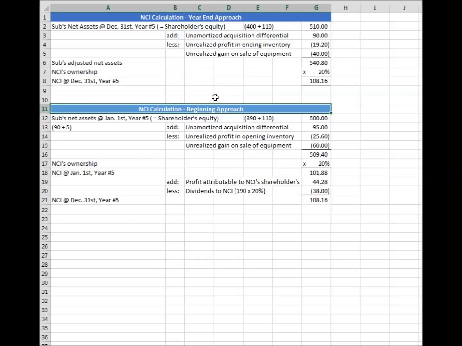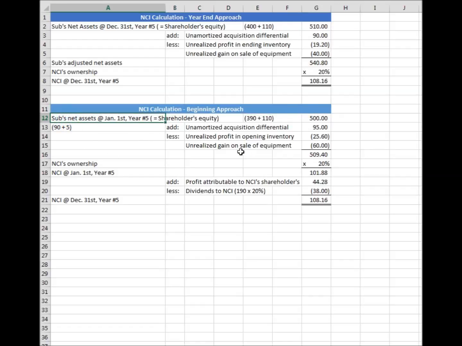Alrighty, so now we're going to do the non-controlling interest calculation for the beginning approach. Very similar to the last one, we basically just do the same calculation with the numbers at the beginning, and we add on what was done throughout the year.